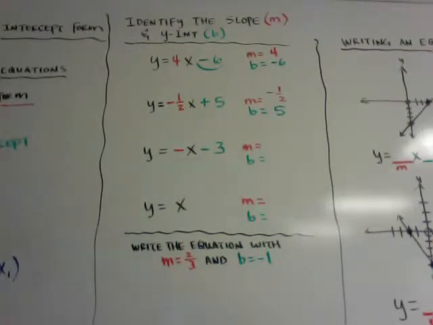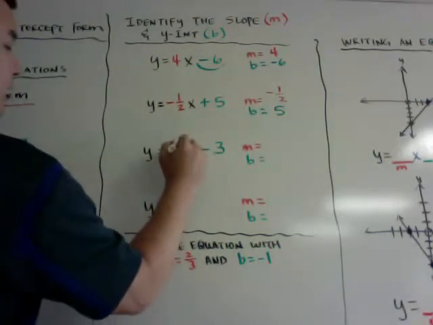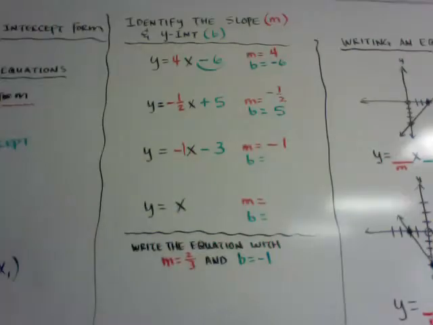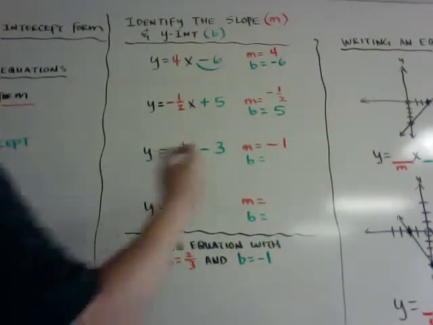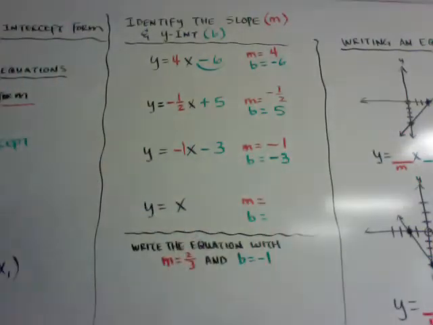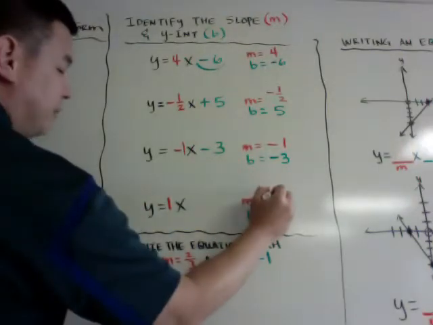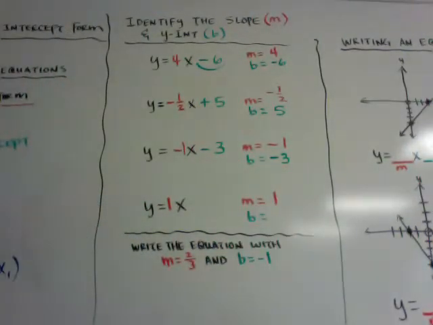Okay. In this one, I wanted to show you a couple of different ones. If you have a negative x, there's an invisible 1 here. So you put negative 1. Okay. And then this one would be a negative 3. Okay. If you have y equals x, again, there's an invisible 1 here because it's like saying 1x. So your slope is 1.